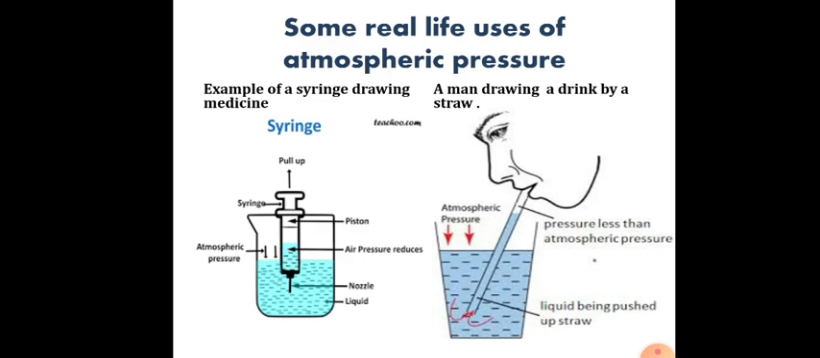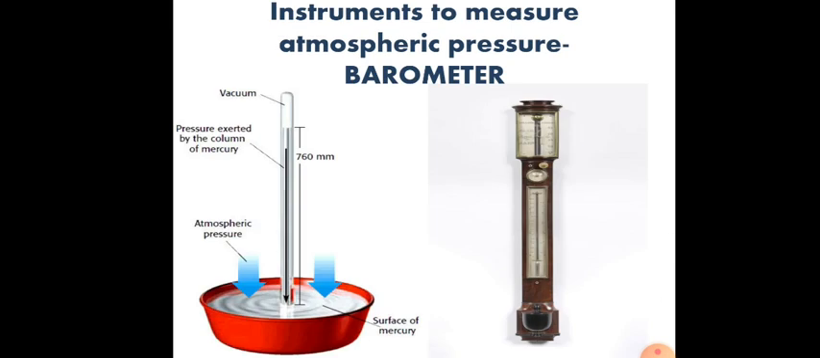Some real life uses of atmospheric pressure. This is an example of a syringe, where when the piston is pulled up, a low pressure is built inside, which allows the atmospheric pressure to gush the liquid in. The same is the case with the straw. When a person sucks out some air from the straw, a low pressure is created inside, which allows the atmospheric pressure above the surface of the liquid to push the liquid inside.